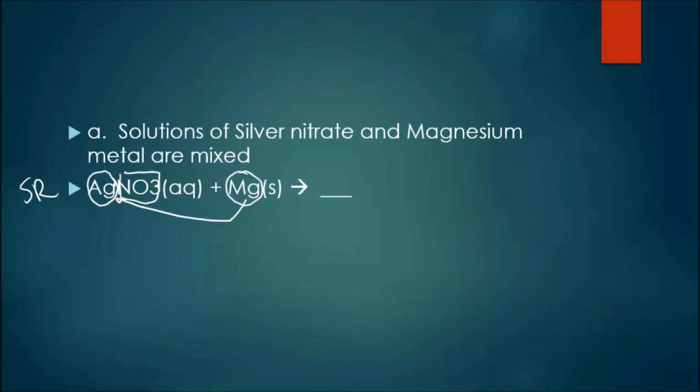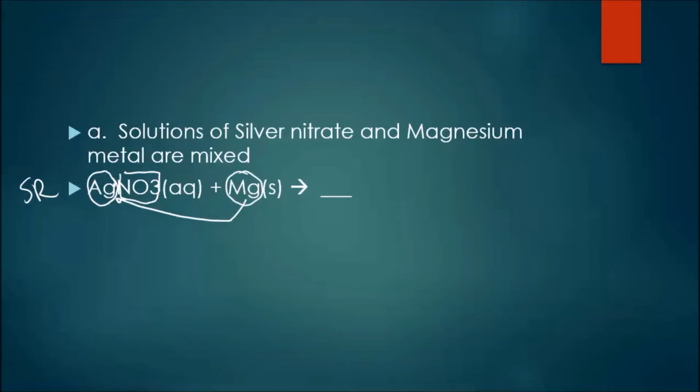Is magnesium higher up on the activity series than silver? Yes, it is. Okay, so that means that magnesium goes and replaces silver in the nitrate. Now, you need to be careful. This is the most important part. This is where people screw up the most.